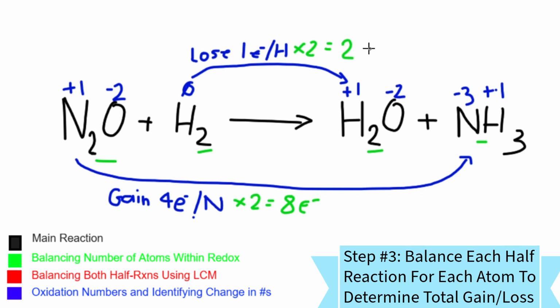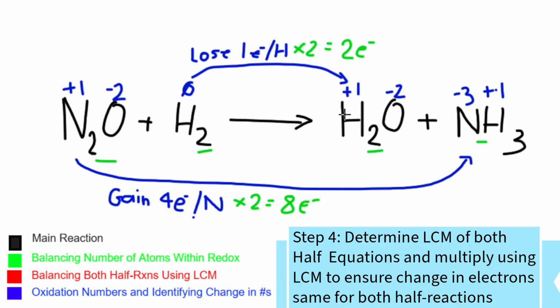So we multiply both sides by 2. We end up with 2 electrons and 8 electrons. Our next step is to find the lowest common multiple for these numbers. The lowest common multiple for 2 and 8 is going to be 8. 2 is a factor of 8, so we just multiply 2 by 4, we end up with 8 electrons, and having done this, we can get into balancing.